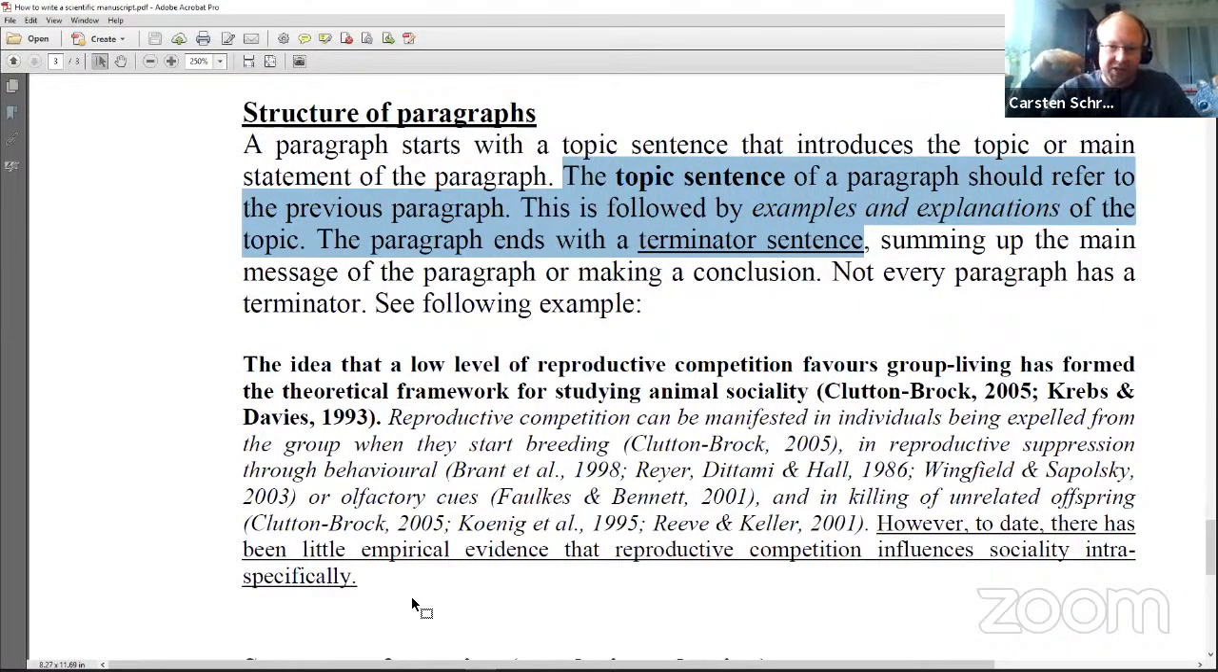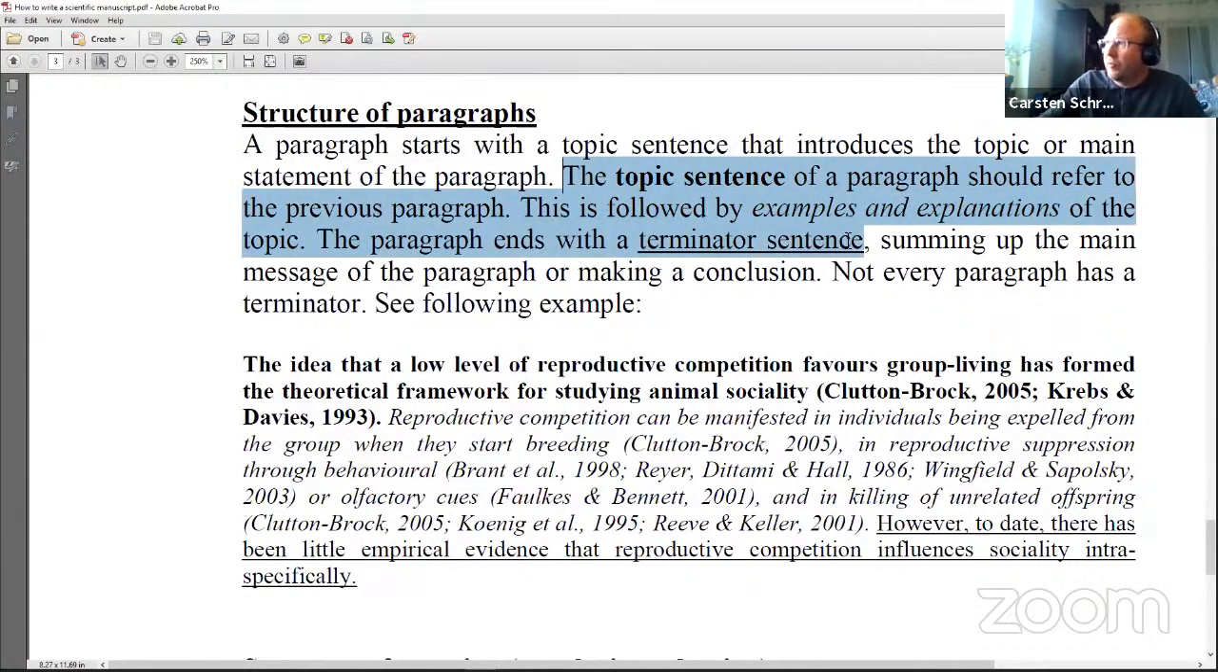Next week, I will ask, I don't know if I can ask all of you, but some of you to please read your introduction consisting only of topic and Terminator sentences. It should be relatively fast, and it should be self-explanatory, and we should understand what the study is about. And if you have achieved this, then you have all the information you need for the introduction, and then you can fill in between topic and Terminator sentence the examples and explanations.